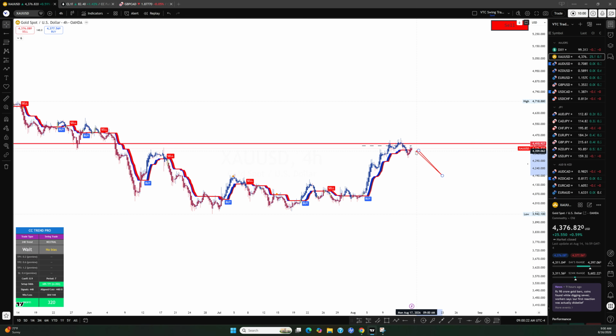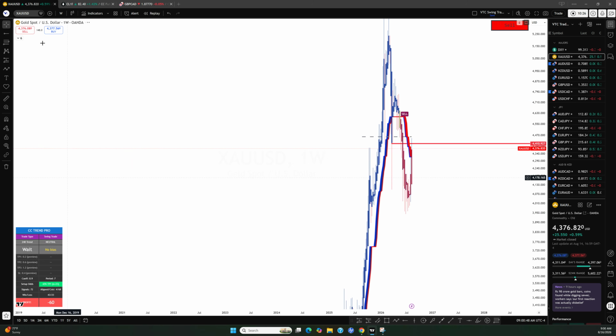Now, if price pulls back halfway of this range here and then we continue higher, then obviously we want to be looking for buys in the direction of the dominant time frame, which is the daily time frame. So again, trade what you see, not what you want to happen. Let's go back to the daily time frame.